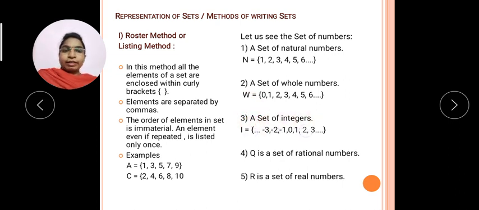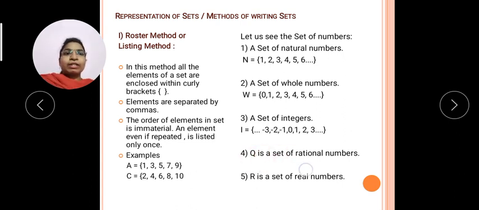Set of integers. Integers means positive as well as negative numbers including 0. See here, I wrote 0 in the middle. On this side 1, 2, 3 up to infinity, and on this side -1, -2, -3 up to infinity. And the set of integers is denoted by capital letter I.